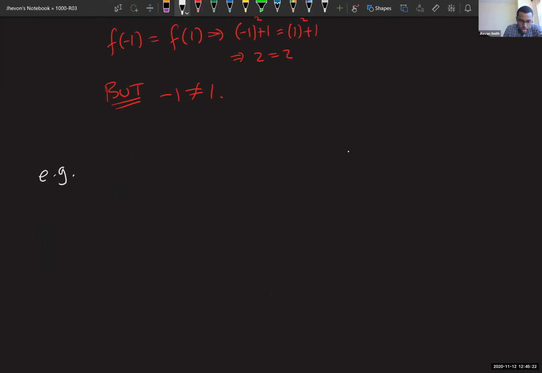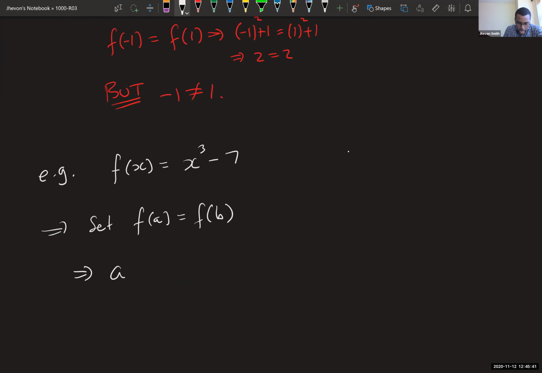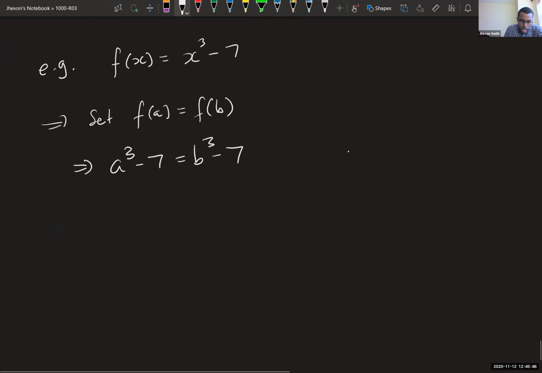So for example, another example, let's say I had now f of x equals x cubed minus 7. Then notice that if I here set f of a equal to f of b, this means that a cubed minus 7 equals b cubed minus 7. This means that I can subtract 7 from both sides. So this means that a cubed equals b cubed. And at this point, I can take the cube root of both sides.